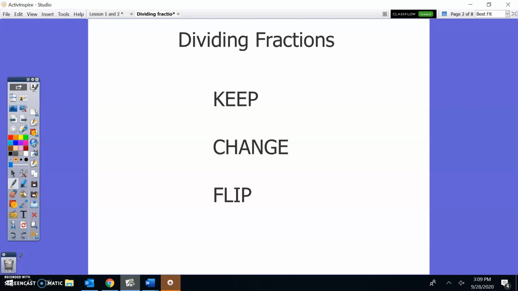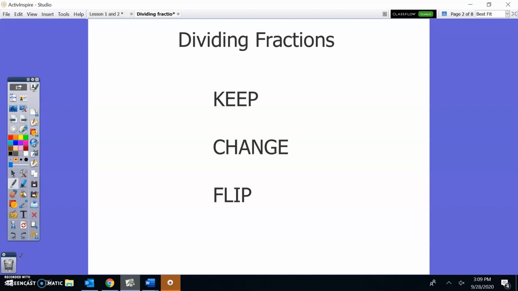All right, our lesson for today is talking about dividing fractions. For your at-home work last week, you should have been practicing your multiplying fractions, and we talked about that briefly in a lesson last week. We're going to build upon that and talk a little bit about dividing fractions.